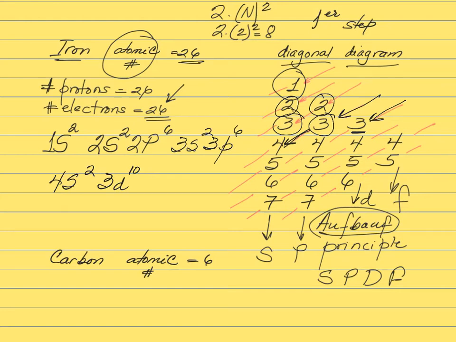Let me count. 2, 4, 10, 12, 18, 20, 30. But I don't need 30. So I don't need this over here. Yes or no? Because I have to accommodate 26. So I have 2, 4, 10, 12, 18, 20, plus 6, 26.